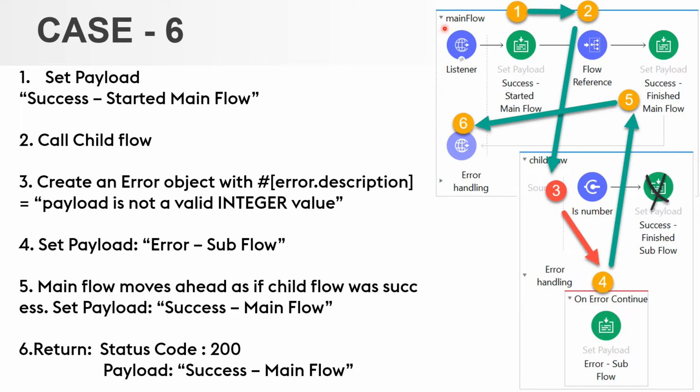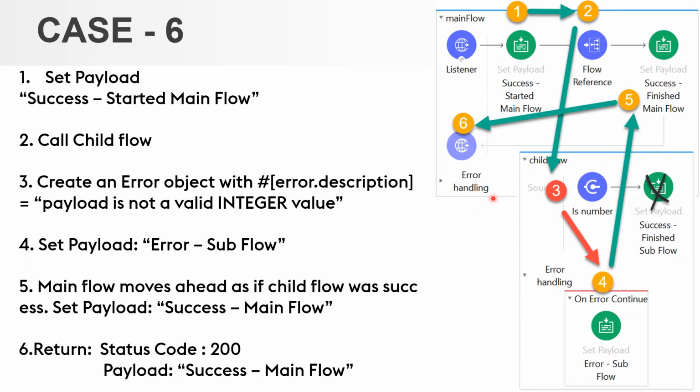If it is 200, it is going to proceed further. If it is going to be 500, it is going to return error to client. In this case, it got status code 200, so it will assume that child flow was a success transaction and it will go ahead. It will go and set payload to success finished main flow. So here in this case, what will be returned to client is 200 success main flow.